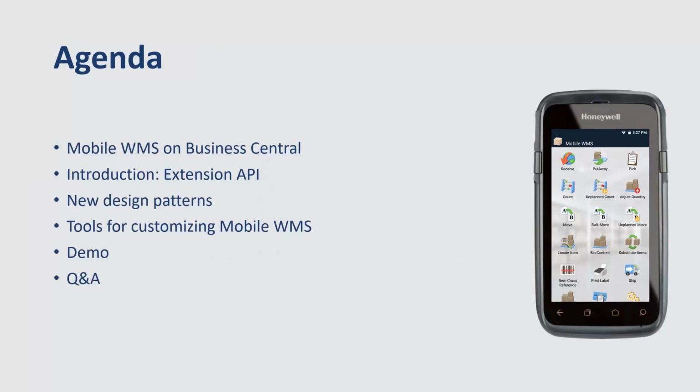Thank you, Peter. I'm very excited to be able to present what we've been working on for the last half year or so. We'll start with explaining our current offerings for Business Central on-prem and SaaS. I will then introduce the new extension API for customizing mobile WMS on Business Central. We will explore the design patterns we have implemented for this. We will look at the tools available when customizing mobile WMS, and then I will demo an example made with this new extension API, before ending with a Q&A session.